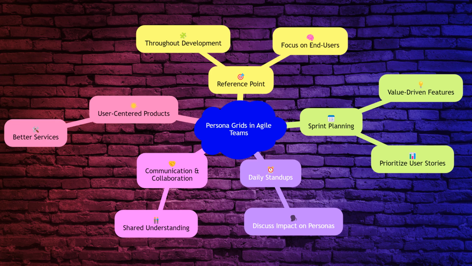During sprint planning, teams can use persona grids to prioritize user stories and features that deliver the most value. In daily stand-ups, they can discuss how their work impacts the personas. Persona grids also facilitate better communication and collaboration within the team, as everyone has a shared understanding of the users. By keeping the personas in mind, Agile teams can create more user-centered products and services.